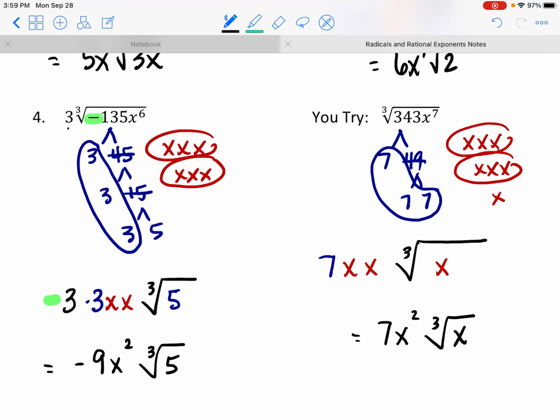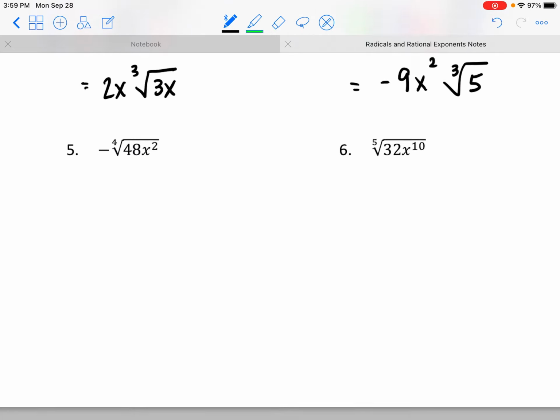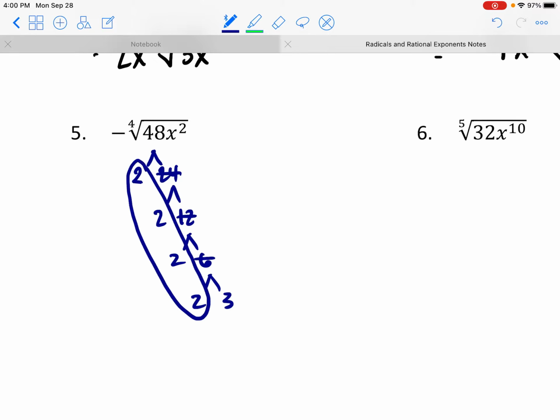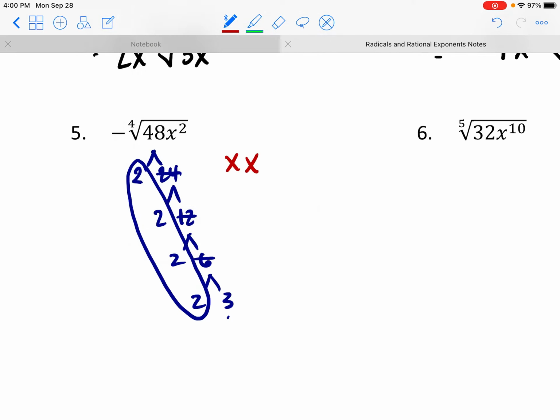Okay? So moving right along, hopefully, feeling all right with this. Let's see, we got a 4th root on the next one. Same process, now we're going to look for a group of 4. So 48 is 2 times 24, that's going to be 2 times 12, 12 is 2 times 6, and 6 is 2 times 3. So a 2 is going to come out and a 3 is going to stay. And then I've got an x squared, which is 2 x's. Now if I'm looking for a group of 4, I don't have one, which means I can't take any x's out.